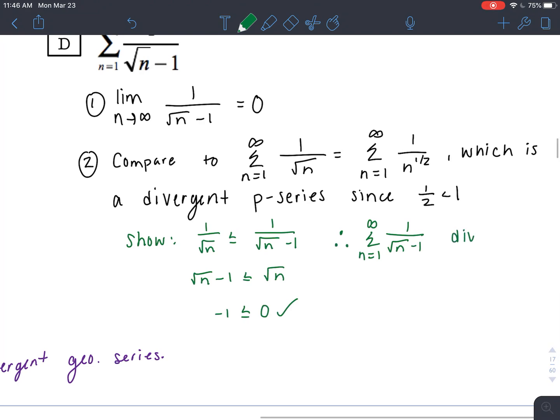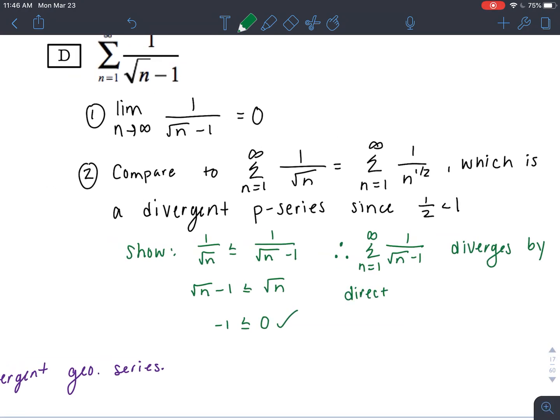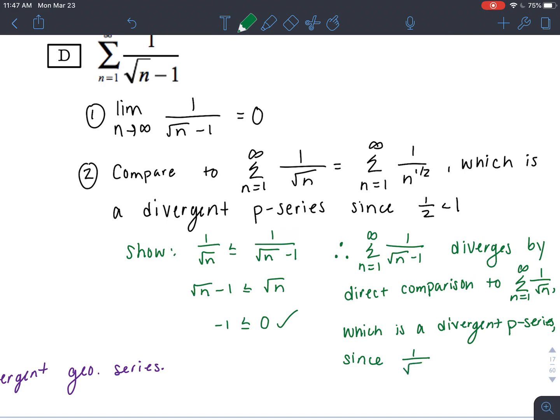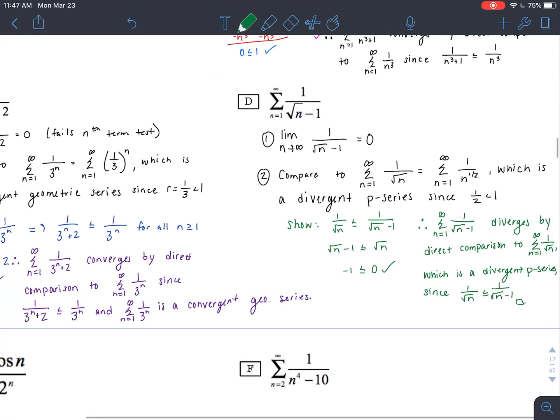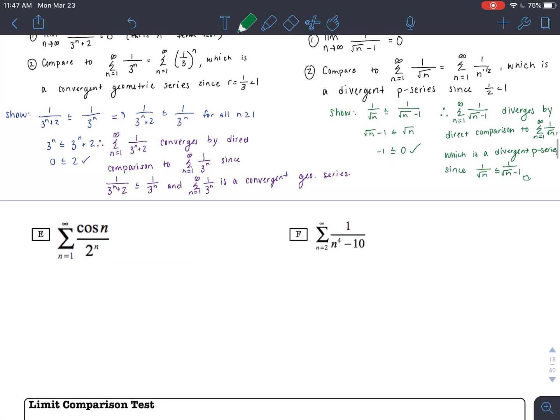So we can say that the series from 1 to infinity of 1 over the square root of n minus 1 diverges by direct comparison to the series from 1 to infinity of 1 over the square root of n, which is a divergent p-series, since 1 over the square root of n is always less than or equal to 1 over the square root of n minus 1.